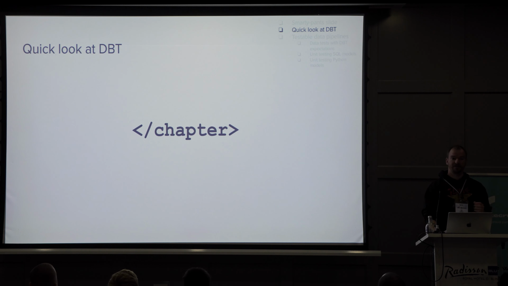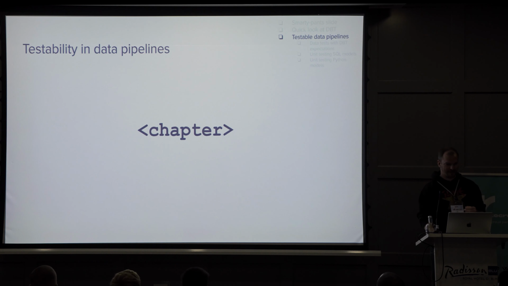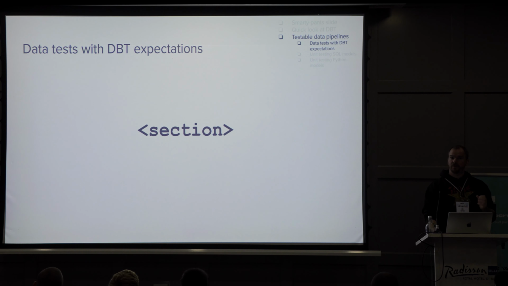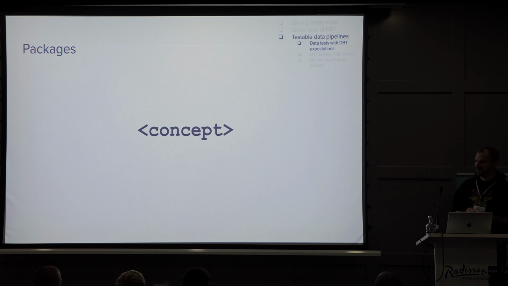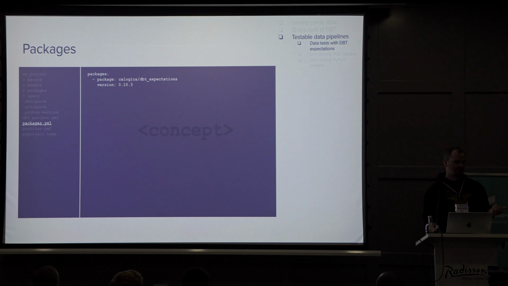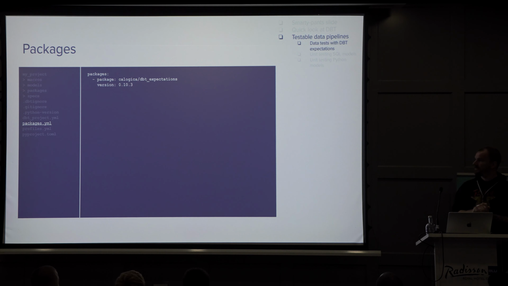Okay, this was all the core features of dbt that we need for this talk. Then let's jump into testing. The first thing we talk about is data tests, and I need to cover another concept. This is the idea of packages. So dbt has a package mechanism, it's like Python libraries, right? There's a dbt hub where all packages are listed, and if you take one thing from this talk, then use dbt expectations. It's an amazing package.